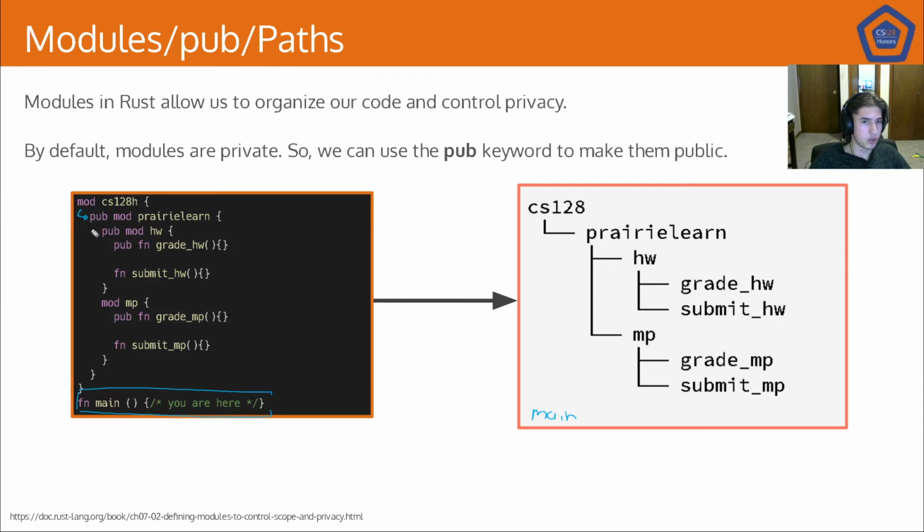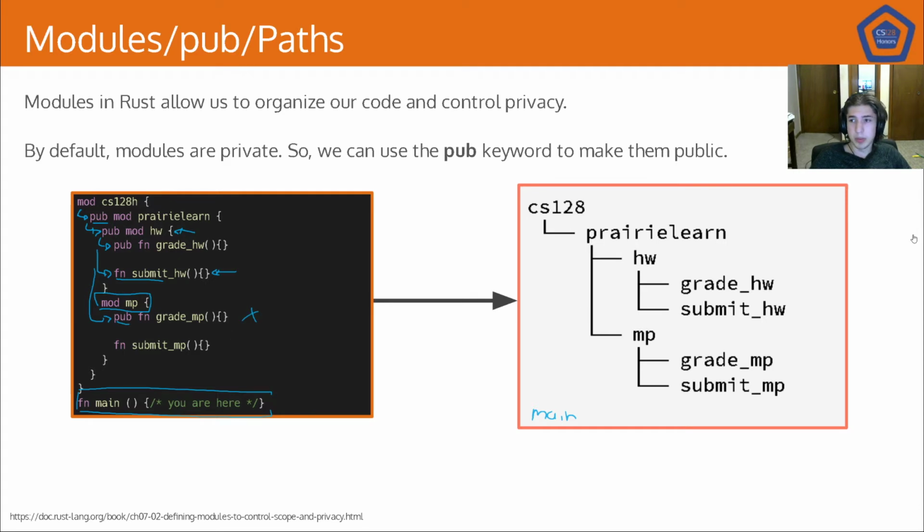Do we have access to the PrairieLearn module? Yes. It's listed as public, we're good to go. Do we have access to the homework module? Yes. Listed as public, good to go. Grade homework? Yes. We do not, however, have access to submit homework because this is not listed as public, even though homework is. What about grade MP? Grade MP is listed as public, but the module that it is inside is not. And so we do not have access to grade MP.